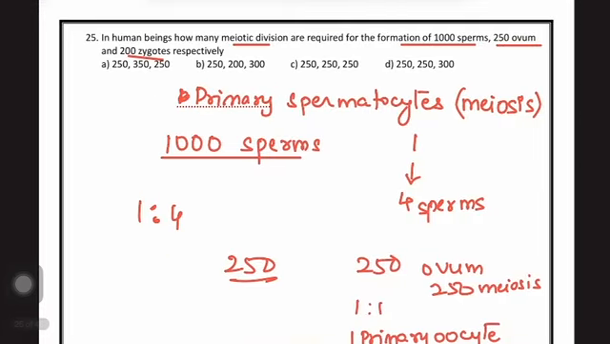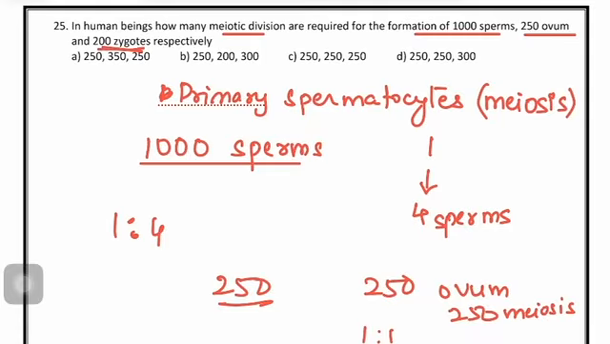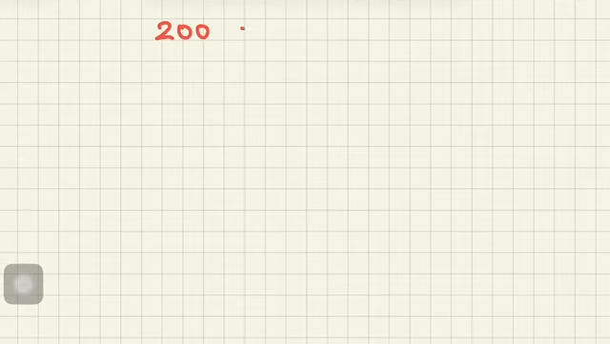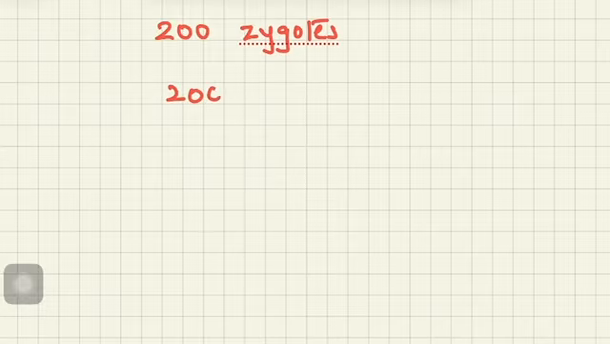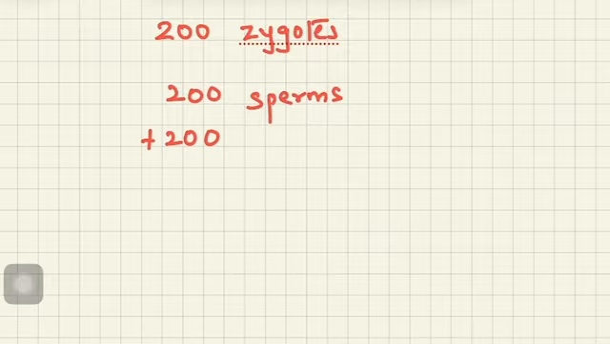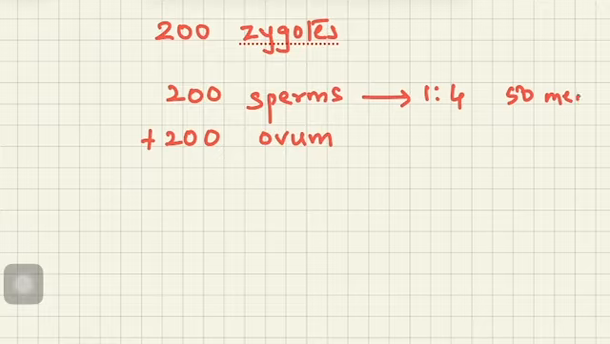Now, the next last part of the question says 200 zygotes. So now for 200 zygotes to form, what is required is 200 sperms plus 200 ovum. For 200 sperms to form, we just learned the ratio is 1:4. So you need 50 meiosis. For 200 ova to form, you need 200 meiosis.